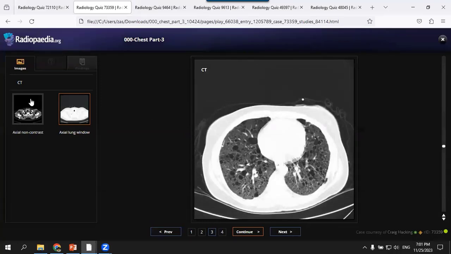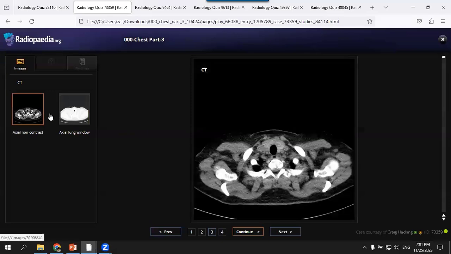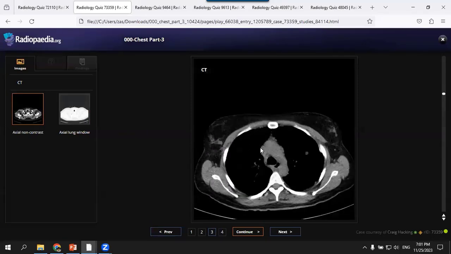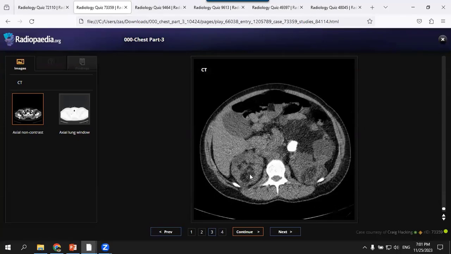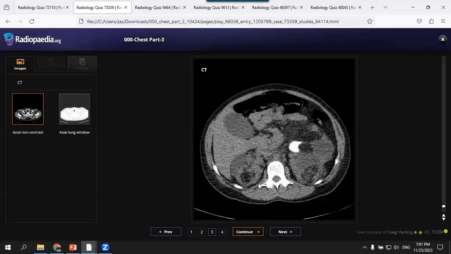Okay, any indication for a mediastinal window? No need, I think, right? Are you sure no need? I can see the changes in the kidney. I can see multiple bilateral angiomyolipomas in the kidneys, multiple fat-containing lesions, and so this is a tuberous sclerosis patient.